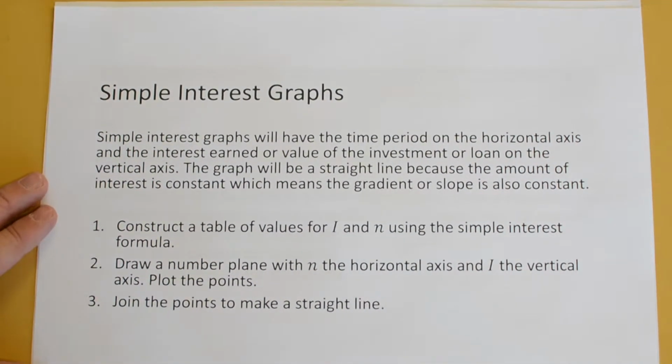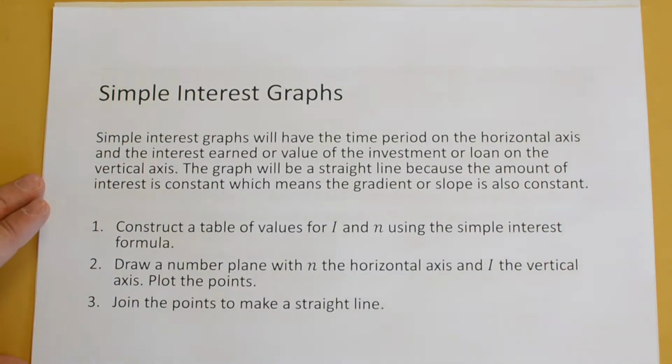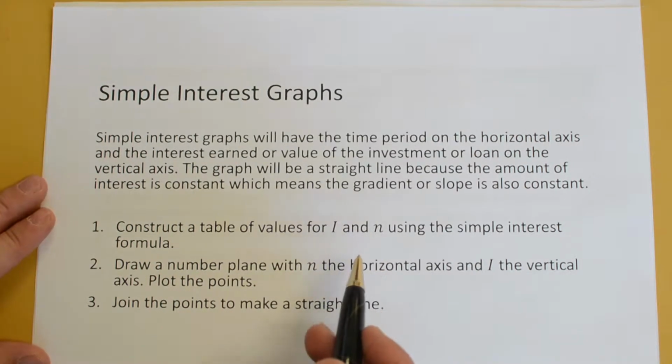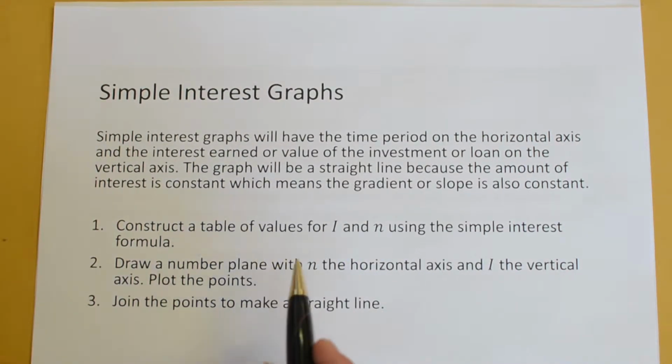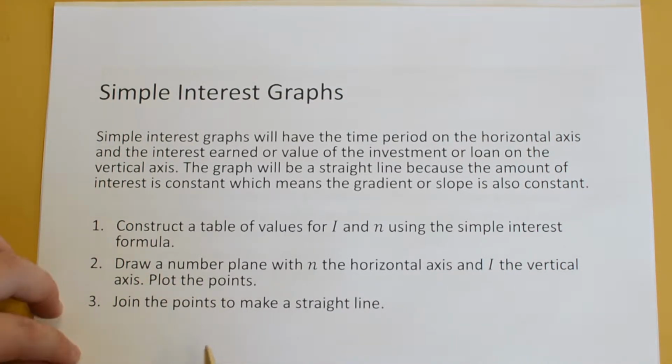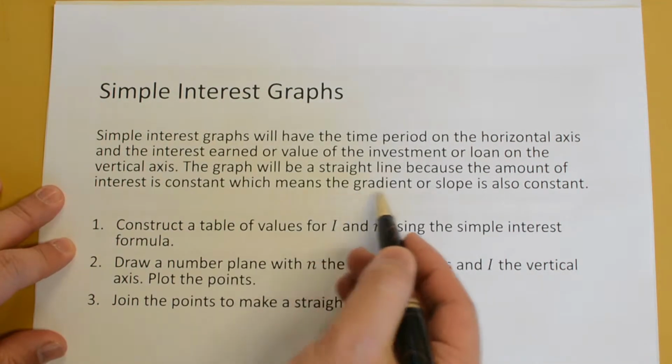x-axis. To draw the graph, we're first going to make a table of values for I and n, and using those values, we will plot those points, and then we'll be able to join them up and get a straight line. Now, the reason I know that this line will be straight is because it is a simple interest graph, which means the amount of interest you earn every period will be the same, which means you will have a constant gradient or a constant slope, which is what it says here.